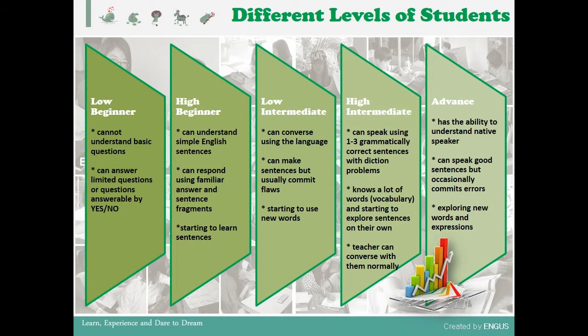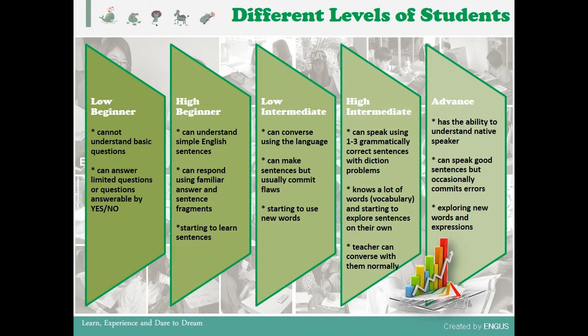High beginner can understand simple English sentences, can respond using familiar answers in sentence fragments, and they are starting to learn sentences. Low intermediate can converse using the language, can make sentences but usually commit flaws, and are starting to use new words. High intermediate can speak using 1 to 3 grammatically correct sentences with diction problems.